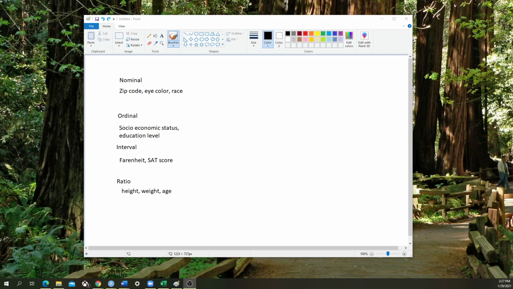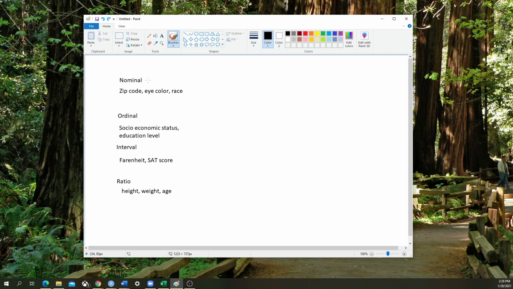Hello, class. I've been getting a lot of questions lately about being able to easily differentiate between the different types of variables that you might be using in statistics. I'm talking specifically about nominal, ordinal, interval, and ratio variables. So I'm going to give some examples and also some definitions of what exactly they are.